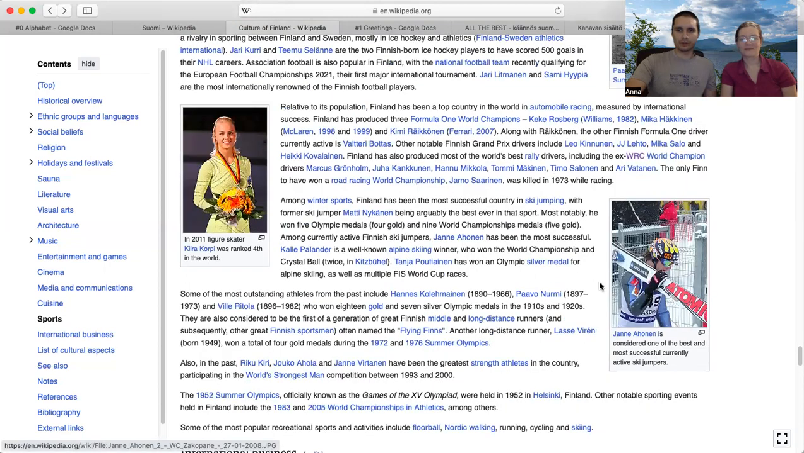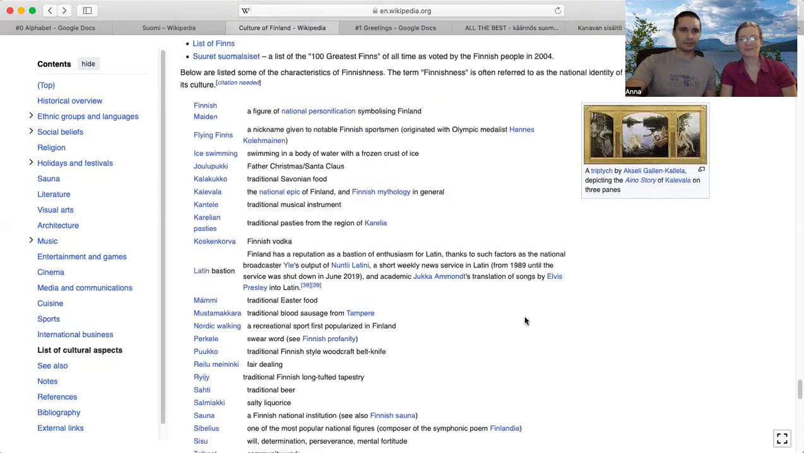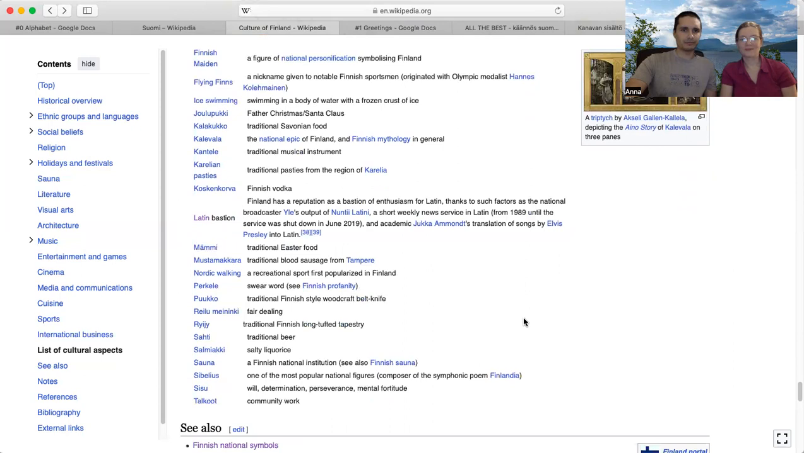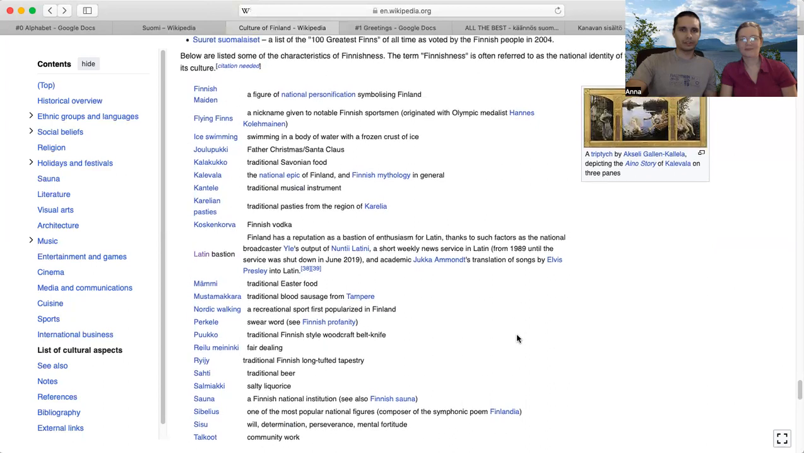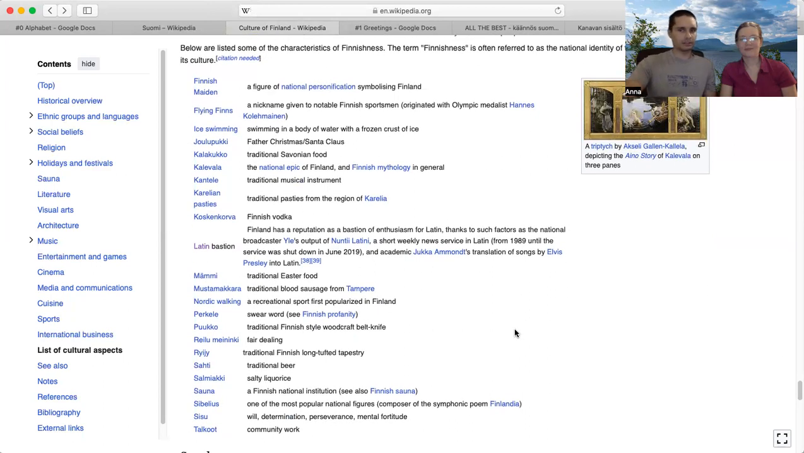We have a lot of ski jumpers. Joulupukki, so Santa Claus is a huge thing here. Actually, they have a Santa Claus village here in Rovaniemi, and people all around the world come here in December and pay ridiculous prices for everything. But I don't complain.